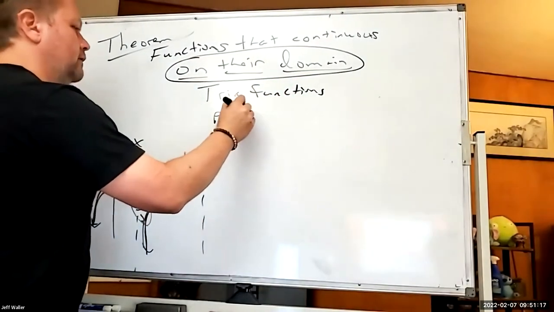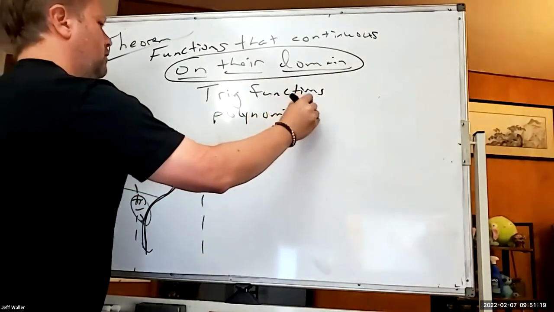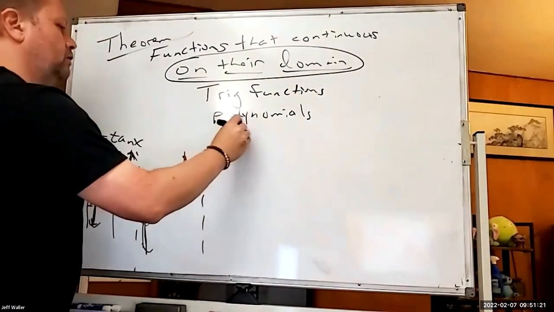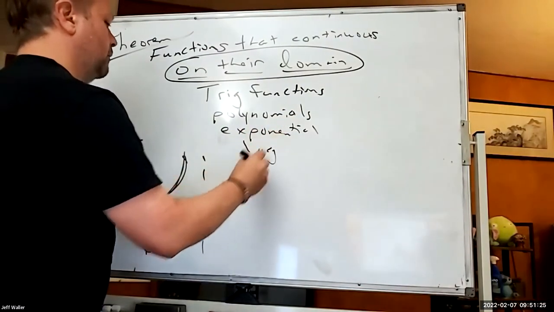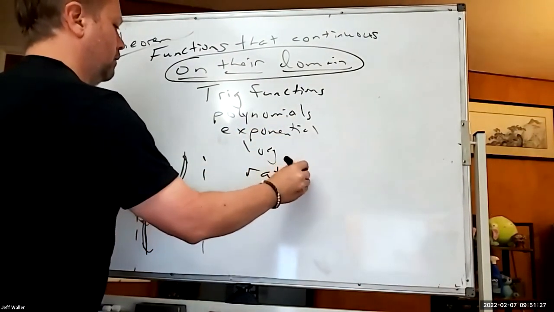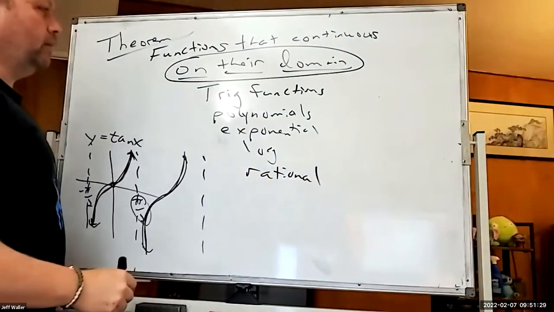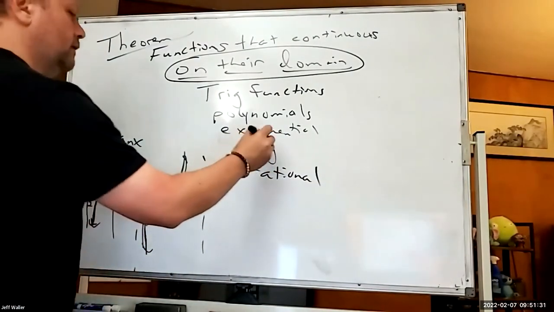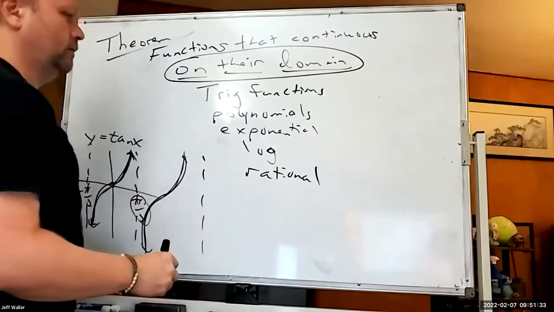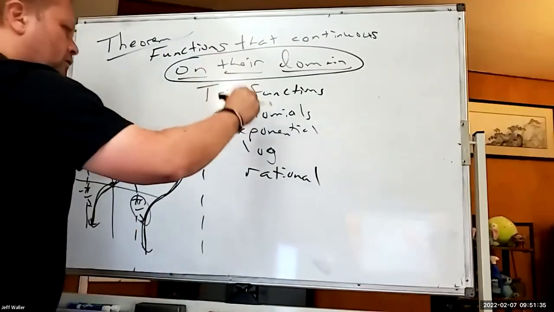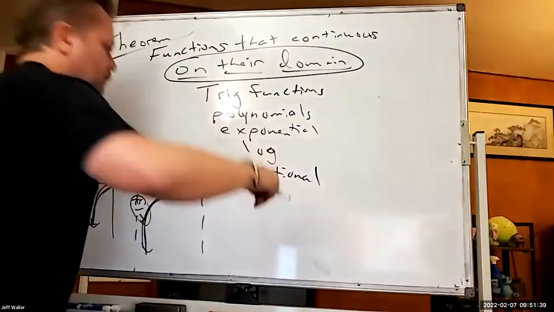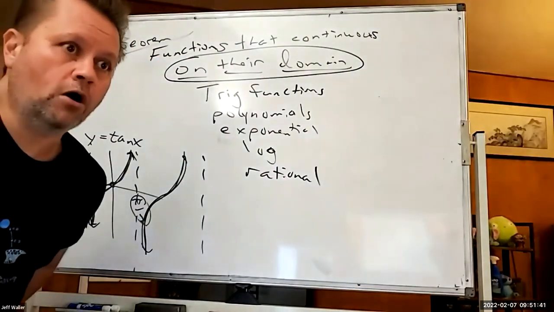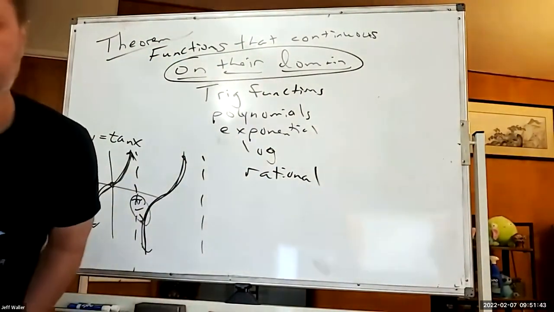Polynomials, obviously, because they're the nicest functions anywhere. Exponential functions, logarithmic functions, rational functions. Am I leaving anybody out? I think that's everybody. Trig functions, polynomial functions, exponential functions, logarithmic functions, rational functions. Those are all continuous on their domain.